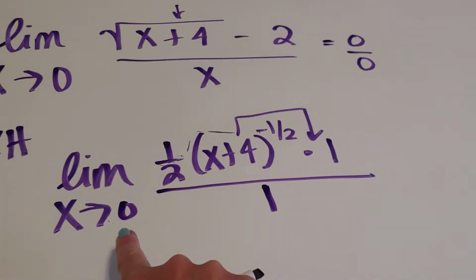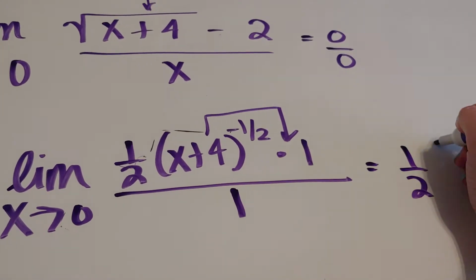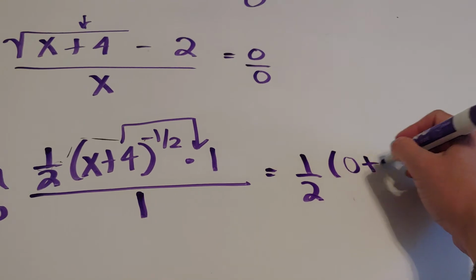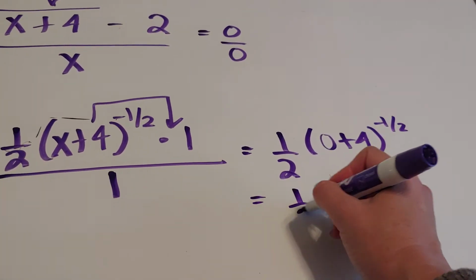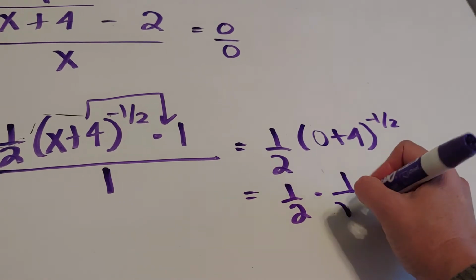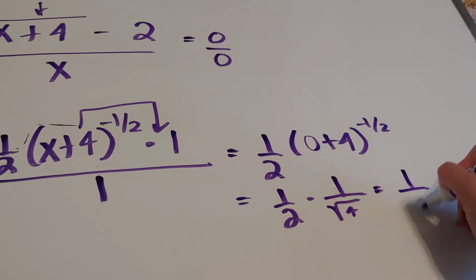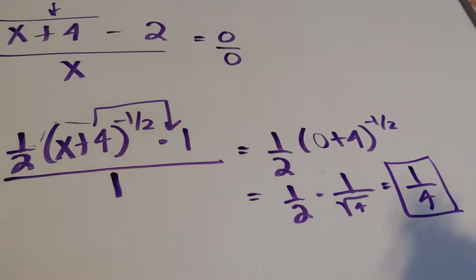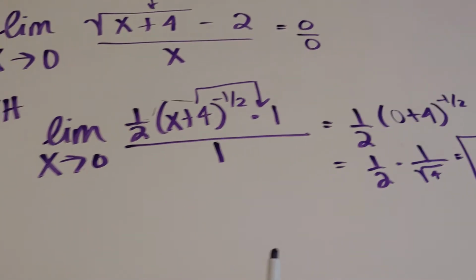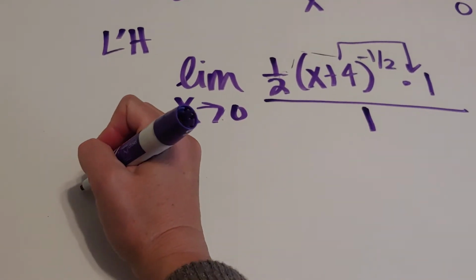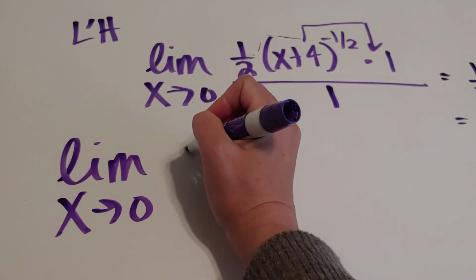Now we're going to plug in x is 0. If I plug in x is 0, I'm going to get 1/2 times 1 over the square root of 4. That's a half. A half times a half is 1/4. Cool. All right, let's do one more example. What about trig? Can I squeeze it in here? I think I can.